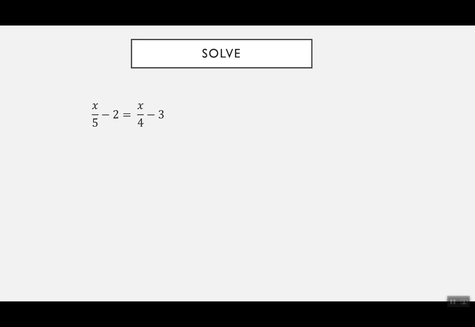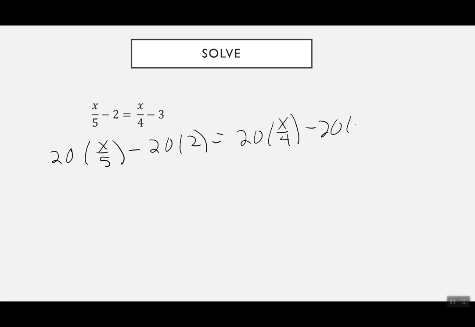Let's try that again. This one's a little smaller. I have x over 5 minus 2 equals x over 4 minus 3. My first thought is I've got to get rid of the 5 and I've got to get rid of the 4. Luckily, 5 and 4 don't really have anything in common, so the only thing I can do is multiply 5 times 4. So 5 times 4 is 20, so I'm going to do 20 times x over 5. Make sure you also do 20 times 2. Then I have 20 times x over 4 minus 20 times 3.